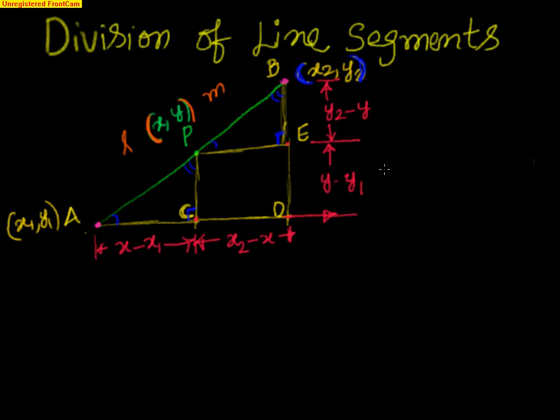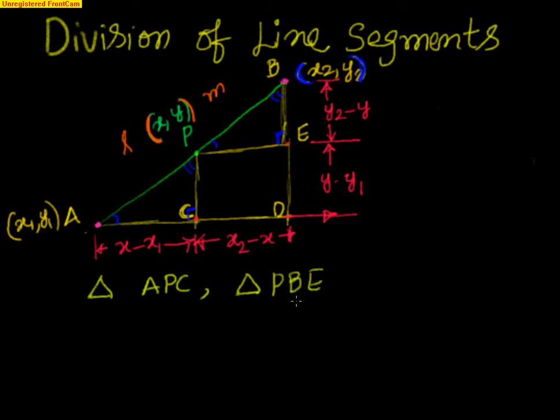What are those triangles? Triangle APC, triangle PBE. I should give them in the same way, right? This angle should be this angle. My right angle also should be in the same position. It is here at the end, so it should be at the end. So it's PBE. This is very important.